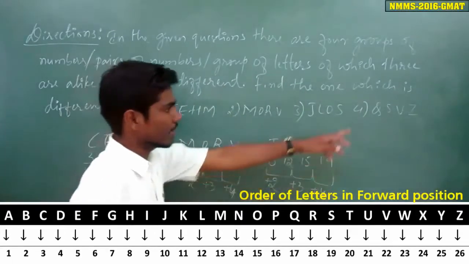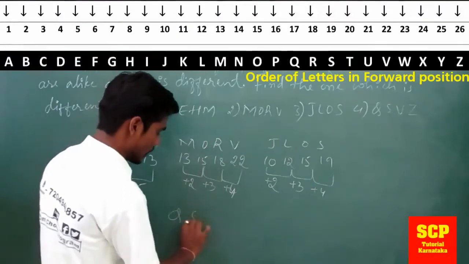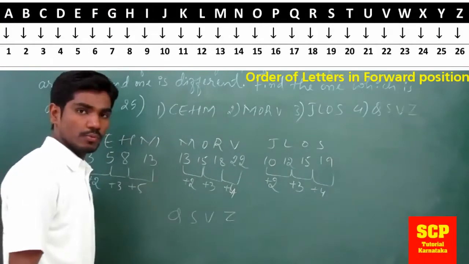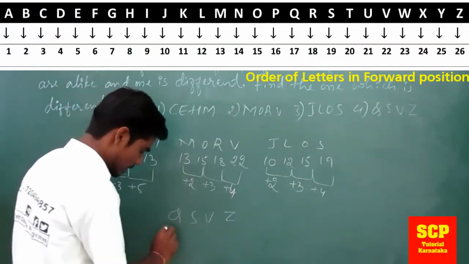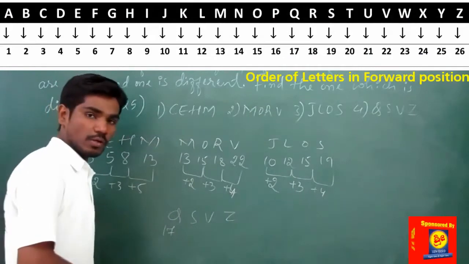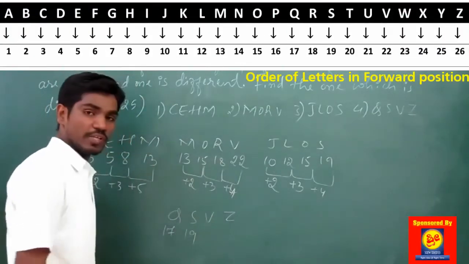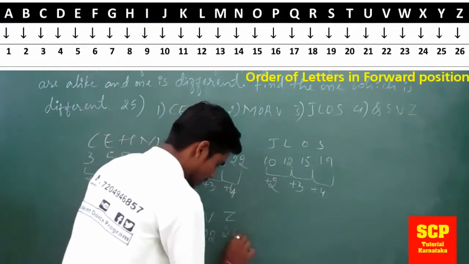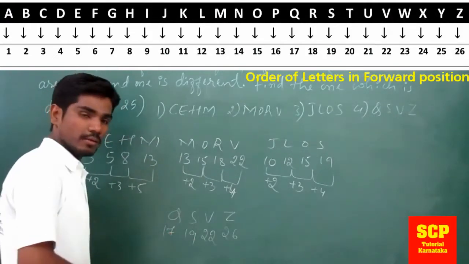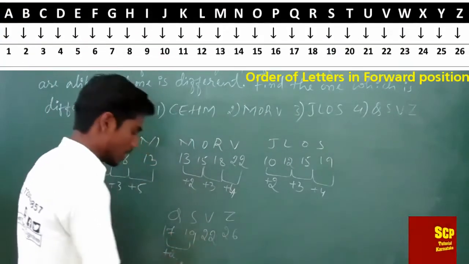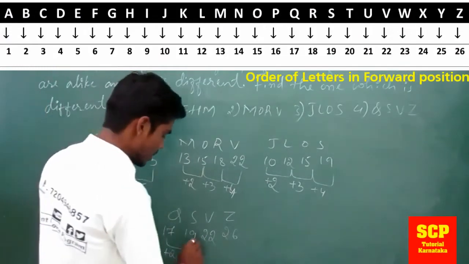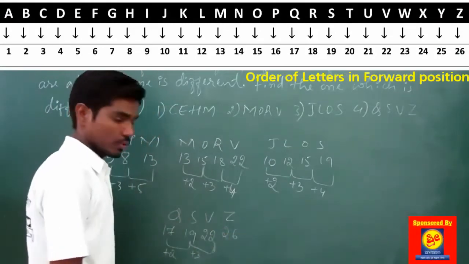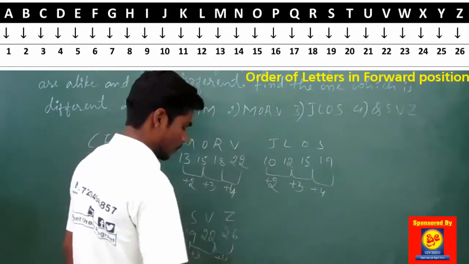Well friends, let me consider the last one, that is QSVZ. The position of letter Q is 17. The position of letter S is 19. Position of V is 22. The position of Z is 26. Now how do I get 19 from 17? Once again, if I add 2. How do I get 22 from 19? Again, if I add 3. How do I get 26 from 22? If I add 4.